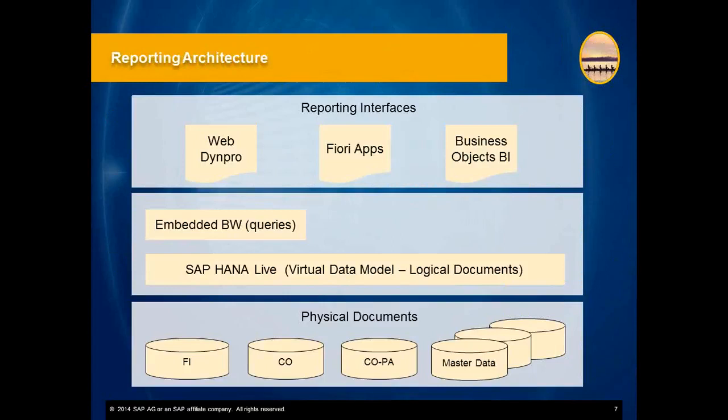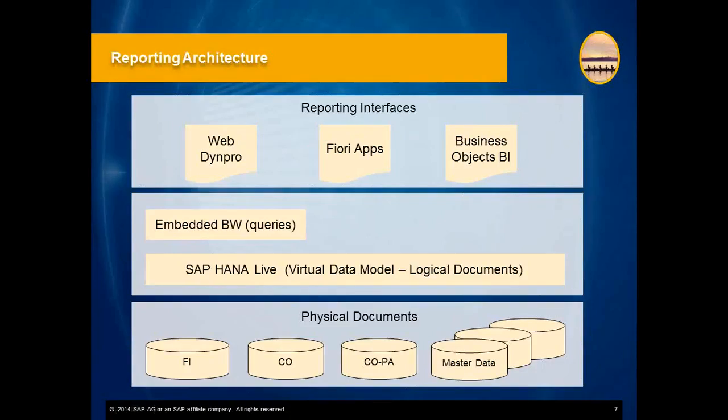So from a reporting architecture perspective, we still have those physical documents, FI and CO, COPA, master data, like in the past. We're bringing them together now, as I said, through these logical documents. And what has changed a little bit is that now through HANA Live, which is part of HANA, we have a layer in here which creates virtual data models. So we don't have to physically copy this data, like in a BW system, and create new joins and new data sets necessarily, but we can use these logical views now, and we can use them internally through WebDynpros or Fiori apps, or they can even be accessed by BusinessObjects BI.